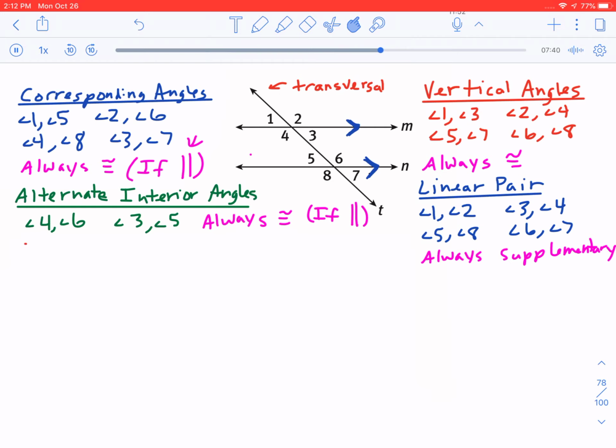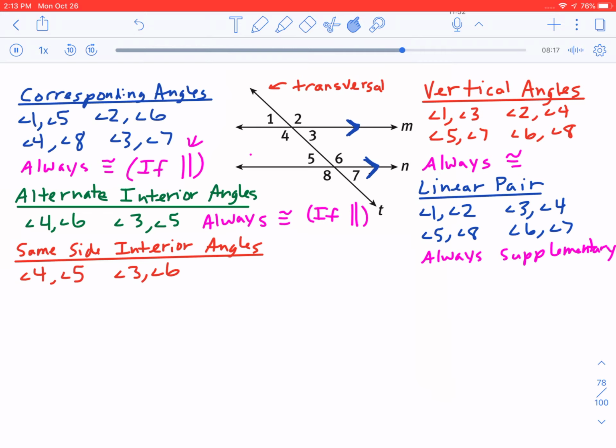Which brings us to same side interior angles. Once again, the words same side mean that both angles will be on the same side of the transversal. So think of it as 4 angles to the left of the transversal, 4 angles to the right of the transversal. Same side means they're both on the same side. So angle 4 and angle 5 are same side interior angles, and angle 3 and angle 6 are also same side interior angles.